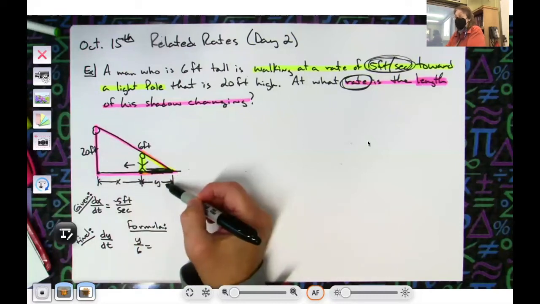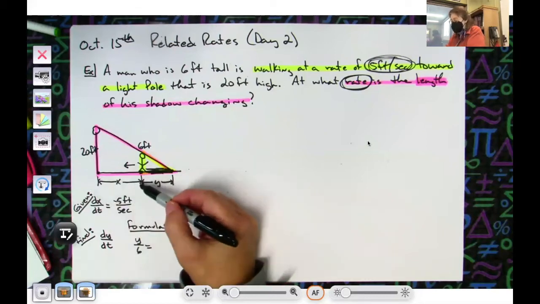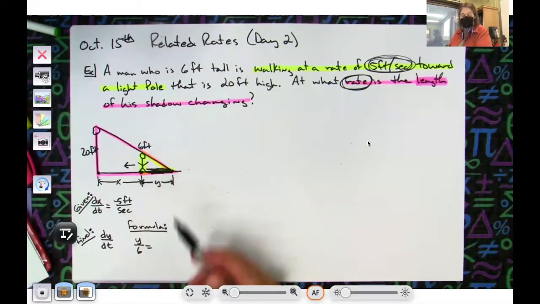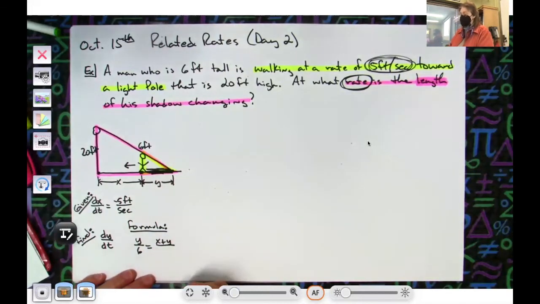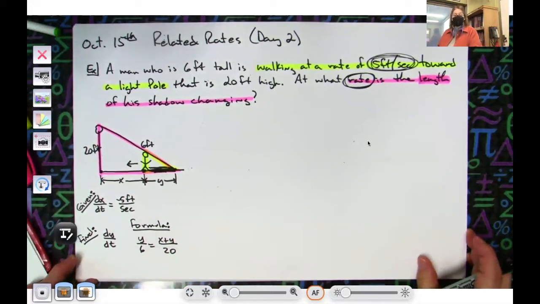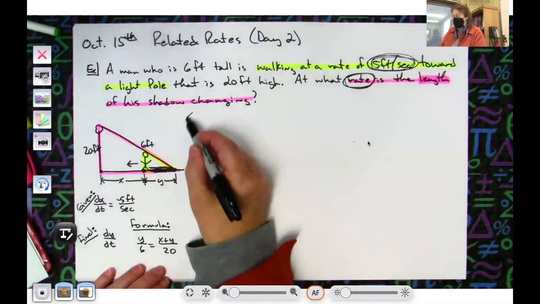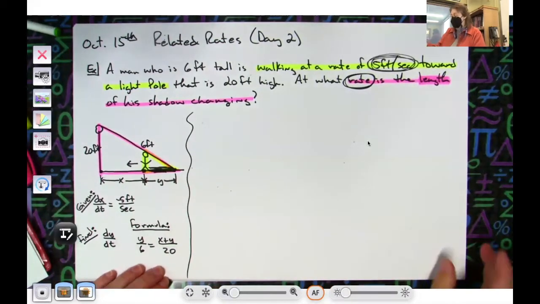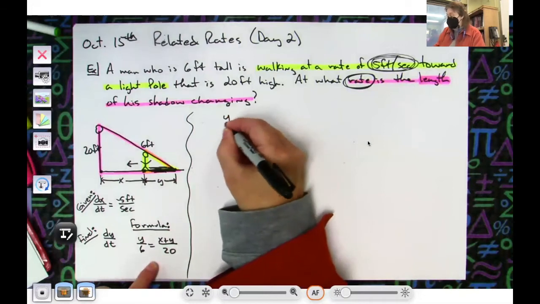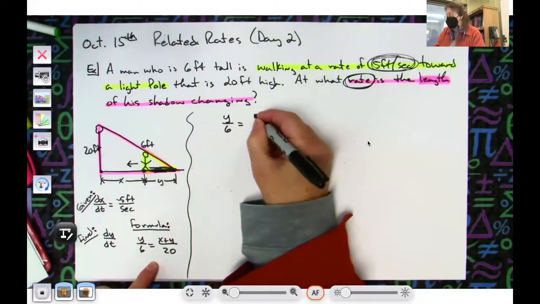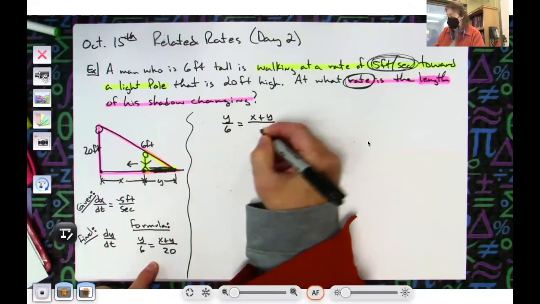Not XY, but X plus Y, because if I take this distance plus this distance, I would get that whole distance across the bottom. So X plus Y over what corresponds to the 6 side? The 20 side. Okay, so far so good? All right, now what we're going to do is I'm going to write this proportion over here, like Y over 6 equals X plus Y over 20.